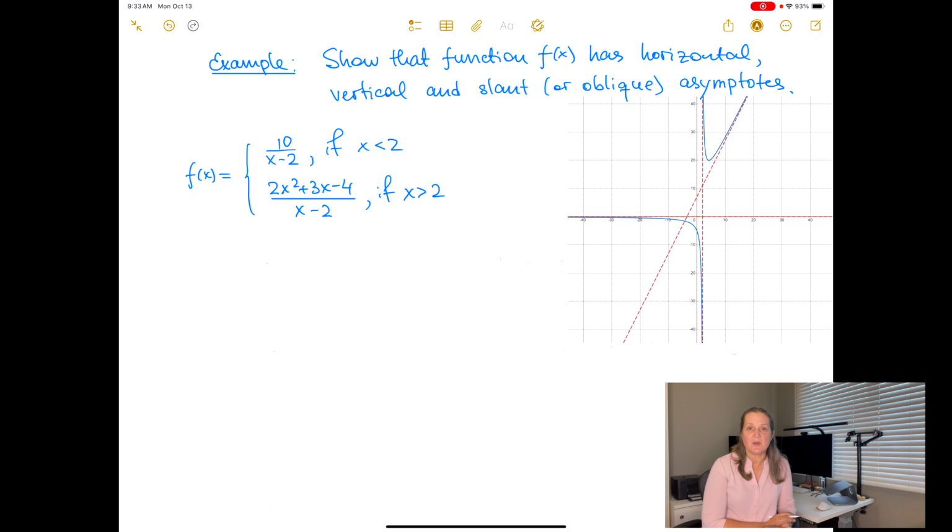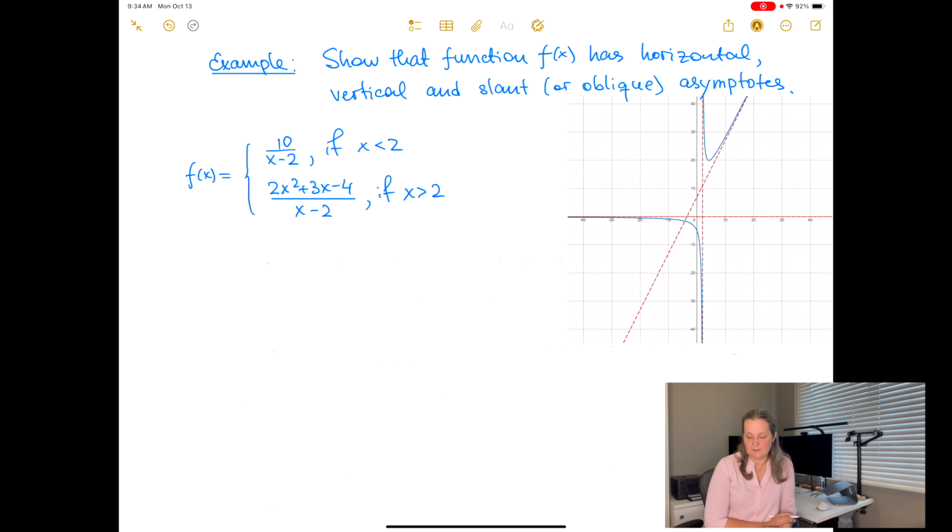So let's work on an example trying to understand how we can use limits in order to identify horizontal, vertical, and slant asymptotes. Let's show that the function f of x has all three types of asymptotes: vertical, slant, and horizontal. Function f of x is a piecewise function, where if x is strictly less than 2, it's given as 10 divided by x minus 2. And if x is greater than 2, it is equal to (2x squared plus 3x minus 4) divided by (x minus 2).